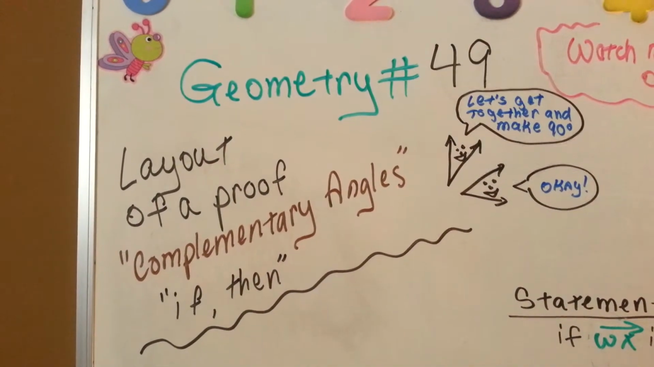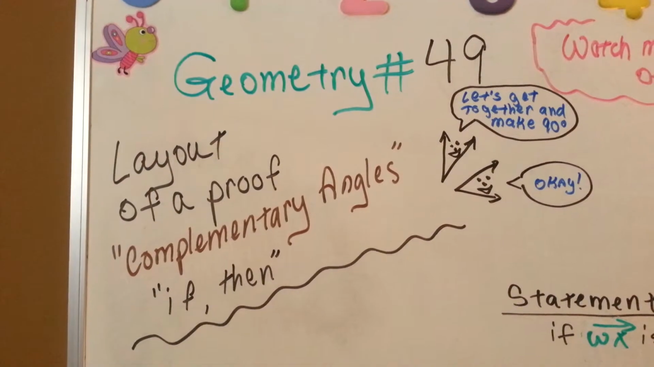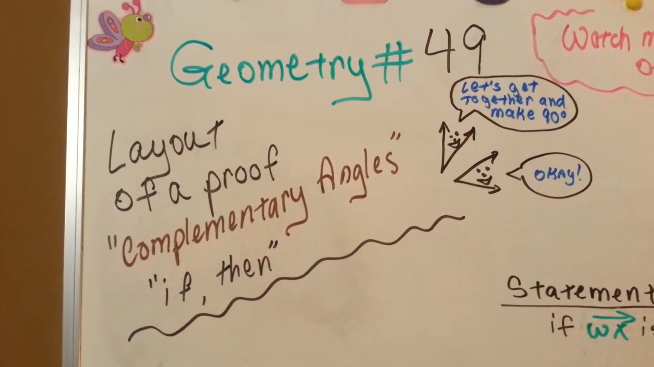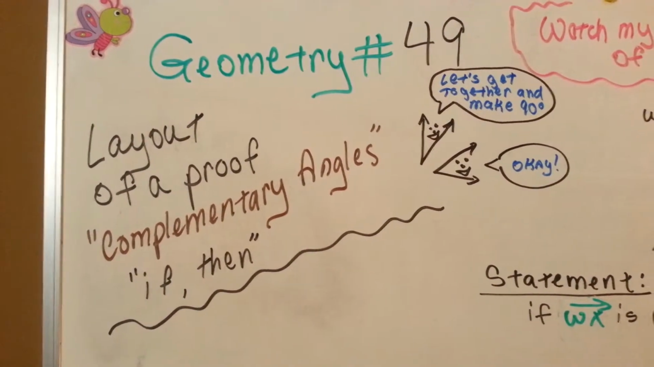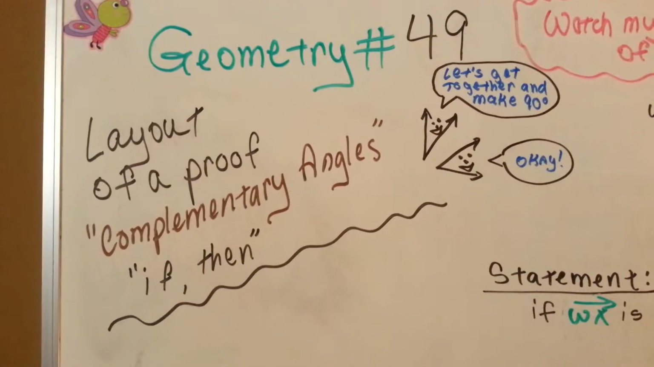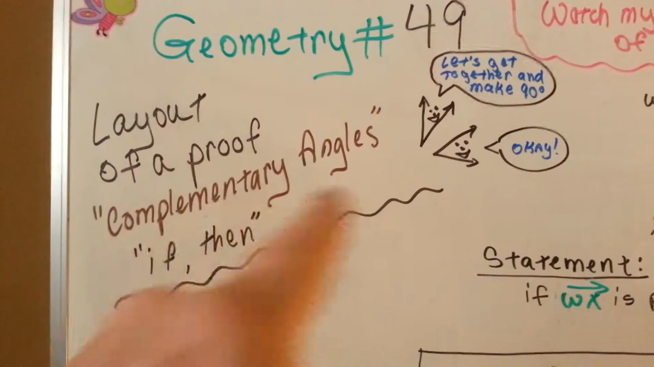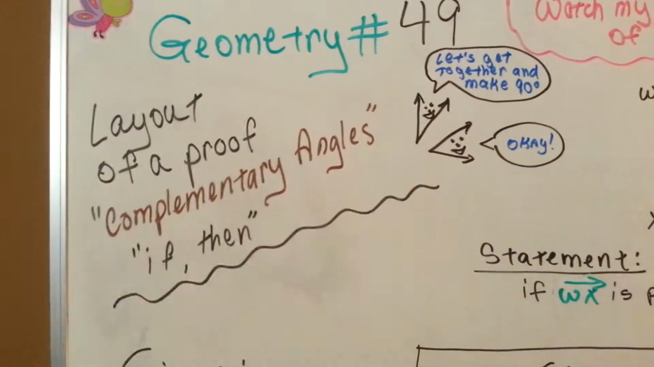For the last 10 videos or so, we have been doing examples of how to do a proof, layouts of a proof. This one is another if-then proof, which is a conditional one, and it's for complementary angles. Do you remember what complementary angles are? It's when they get together and they make 90.